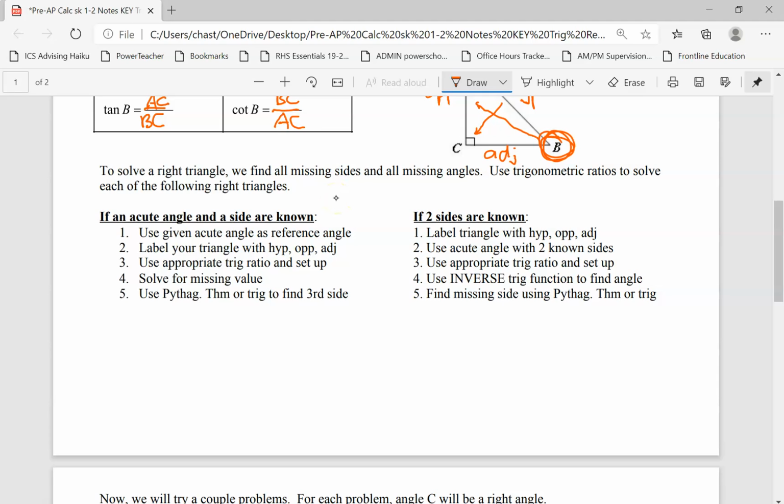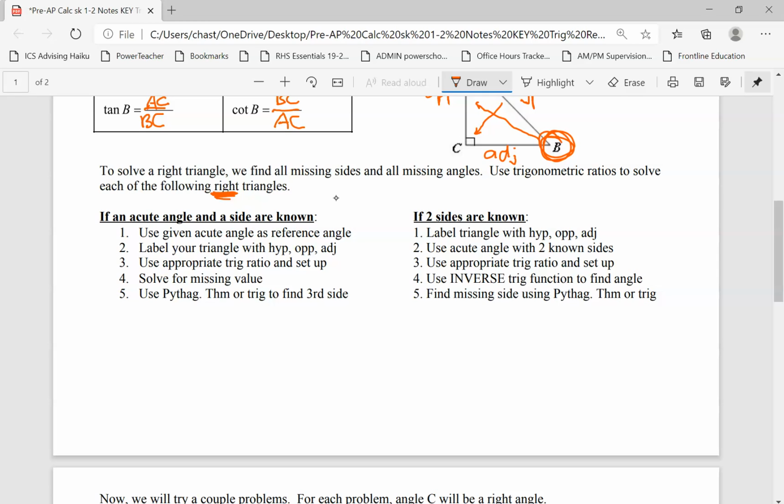Keep in mind that we're dealing with right triangles, so we automatically know the right angle will be in the triangle, so that one's kind of a given. But if you know an acute angle, which would be the non-right angle, and you know one of the sides, you're first going to use your given acute angle as the reference angle. You're going to label your triangle with hypotenuse, opposite, and adjacent. You'll use the appropriate trig ratio to set up. You'll solve for the missing value. And to find the third side, you can use the Pythagorean theorem or another trig ratio.